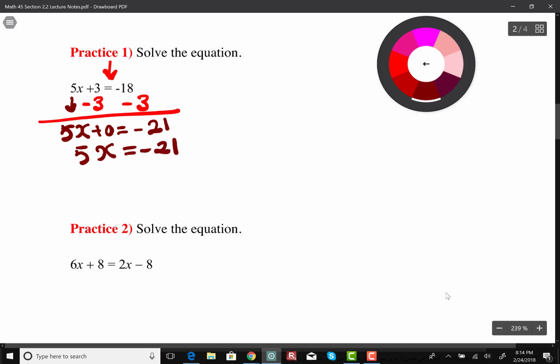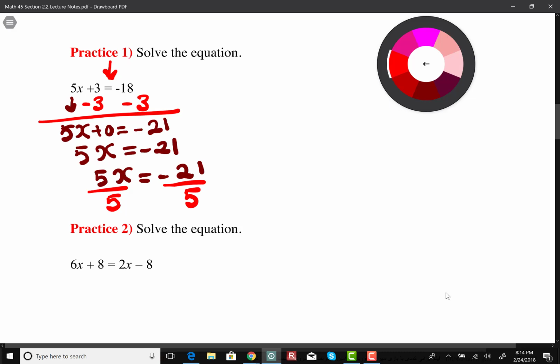The next step is to just do the multiplication property. So we have to divide both sides by +5 because the coefficient is +5. Again, if the coefficient is positive, divide by positive to make it 1. If it's negative, divide by negative. In this case, divide by +5. That's going to give us 1x.